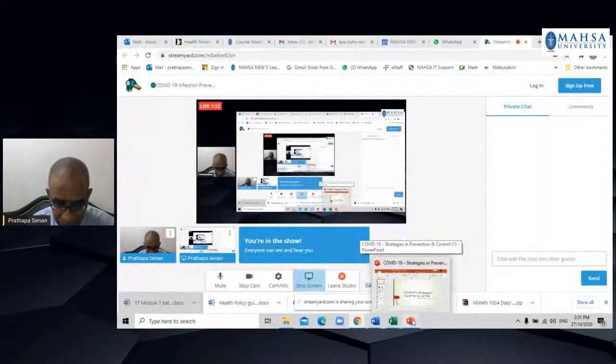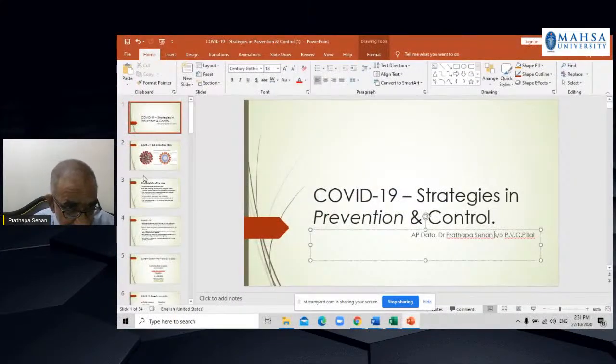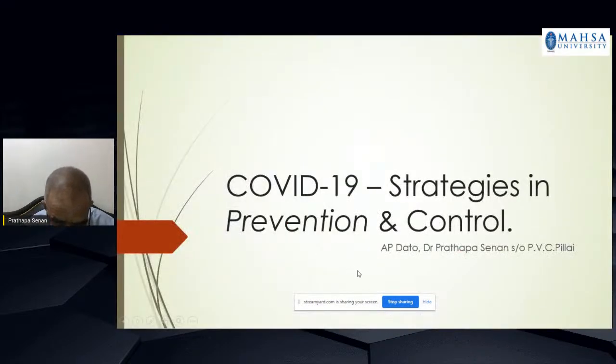Today we have an exciting topic that is current, and a lot of confusion is taking place everywhere on how disease is spread. I'll start off with a slideshow. Okay, COVID-19 strategies in prevention and control.